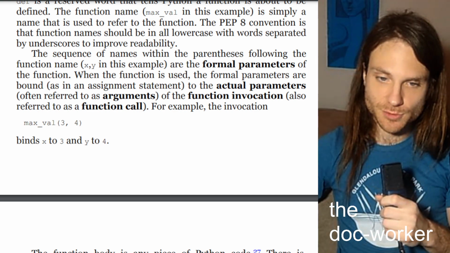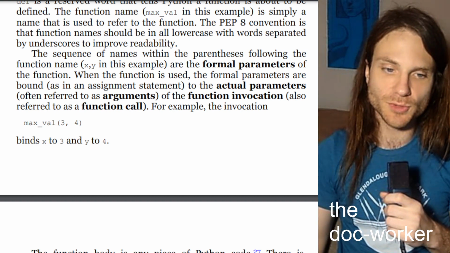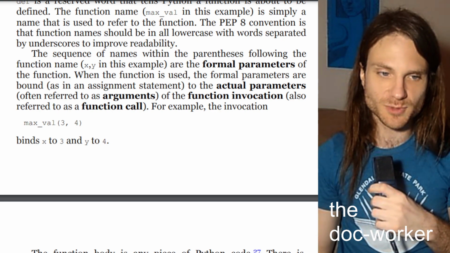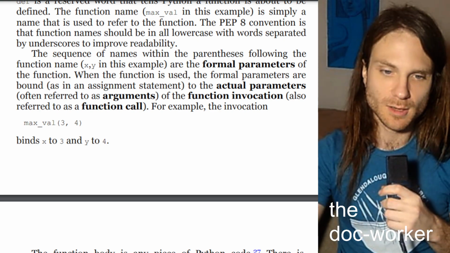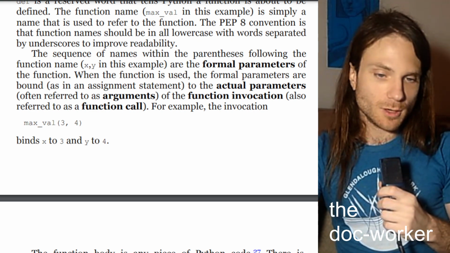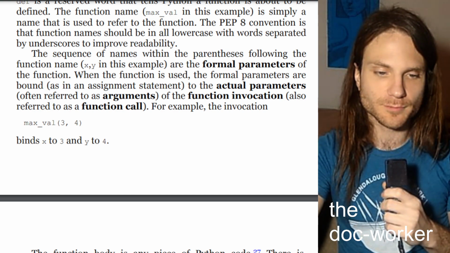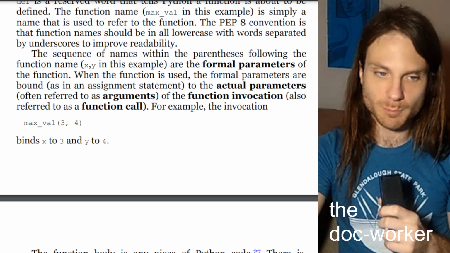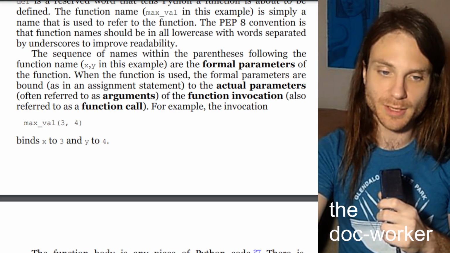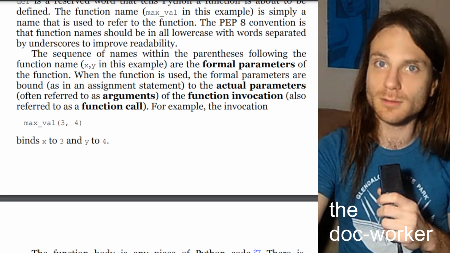When the function is used, the formal parameters are bound, as in an assignment statement, to the actual parameters, often referred to as arguments. In fact, pretty much always referred to as arguments. I've never heard them called actual parameters. Of the function invocation, also referred to as a function call. For example, the invocation, or function call, max_val(3, 4) binds x to 3 and y to 4, or assigns 3 to x and 4 to y, in other words.